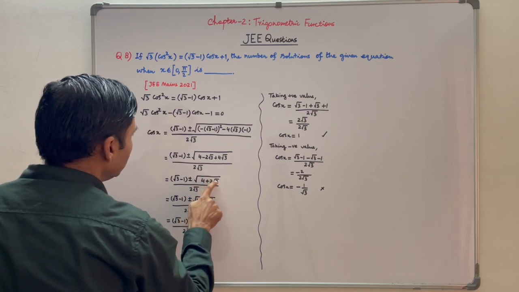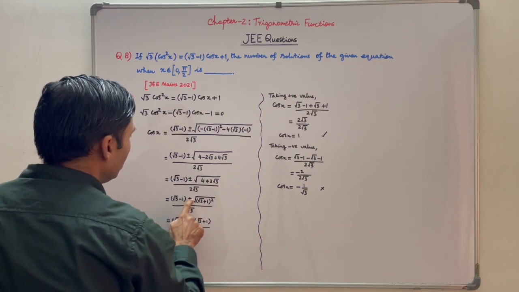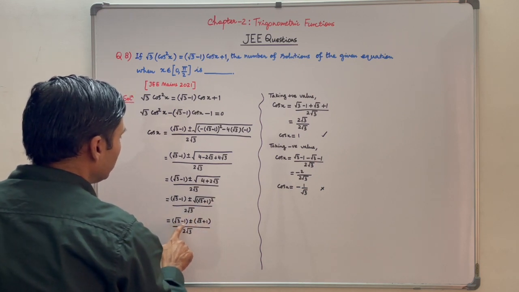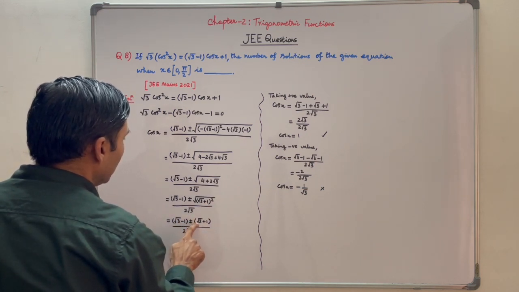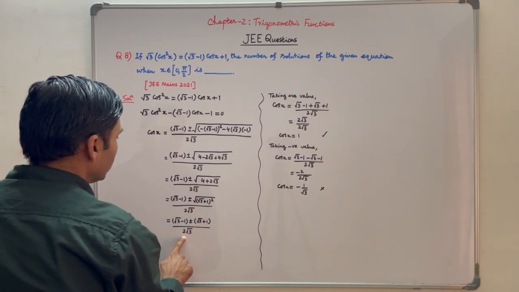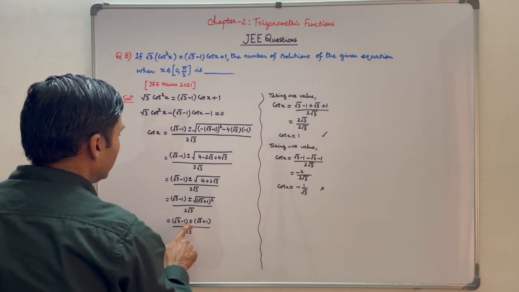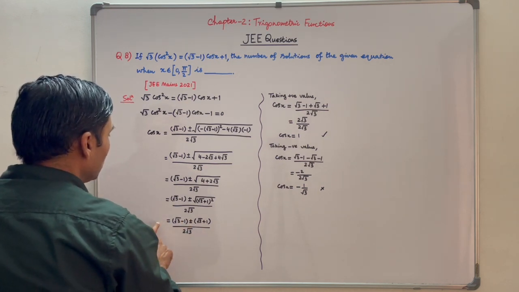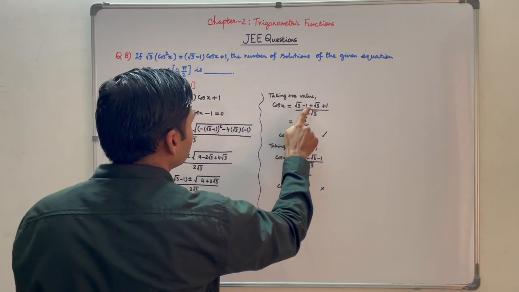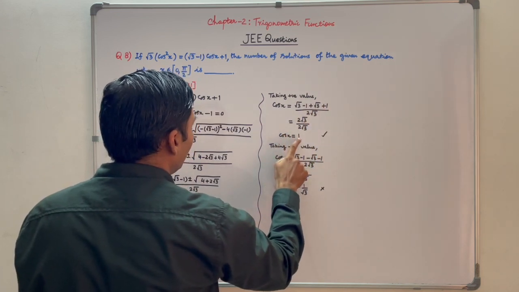4 plus 2 root 3 is equal to root 3 plus 1 whole square. So we will get rid of this under root, and this comes out to be root 3 minus 1 plus minus root 3 plus 1 upon 2 root 3. We will consider two cases. First, while taking positive value, and second, while taking negative value. So while taking positive value, cos x is equal to root 3 minus 1 plus root 3 plus 1 upon 2 root 3. That means cos x is equal to 1.